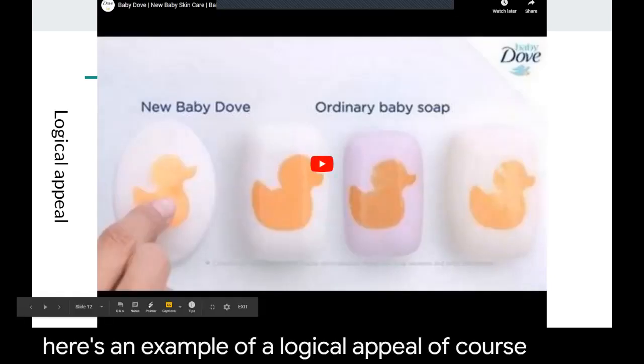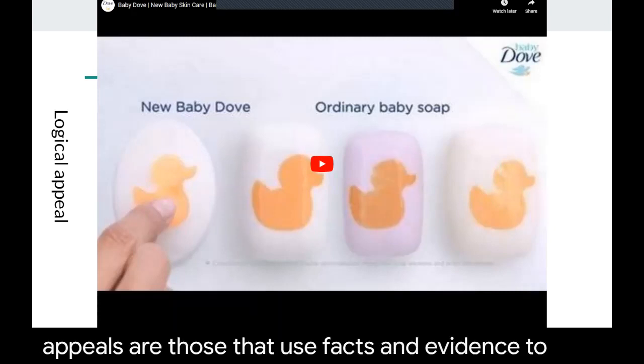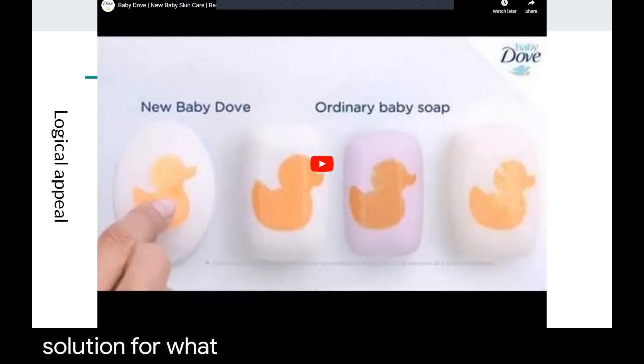Of course, logical appeals are those that use facts and evidence to convince someone that you have the best product or solution for what they need.